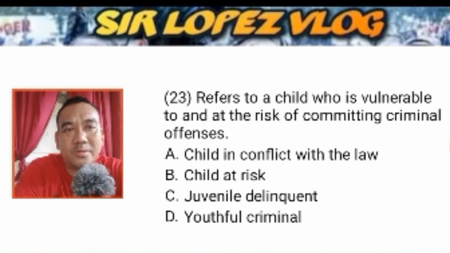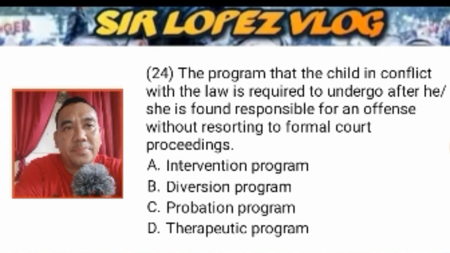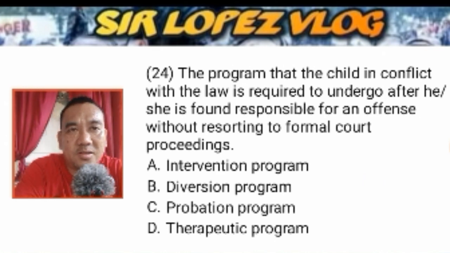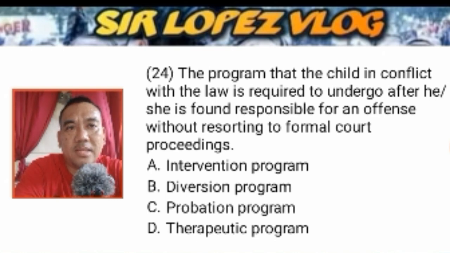Next, number 24. The program that the child in conflict with the law is required to undergo after he or she is found responsible for an offense without resorting to formal court proceedings. A. Intervention program. B. Diversion program. C. Probation program. Or letter D. Therapeutic program.